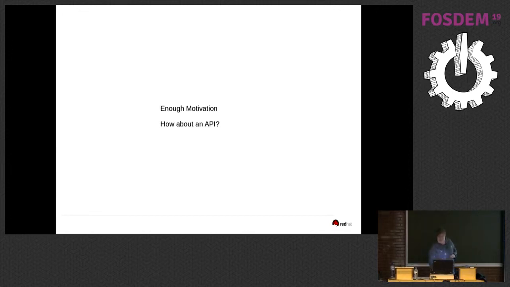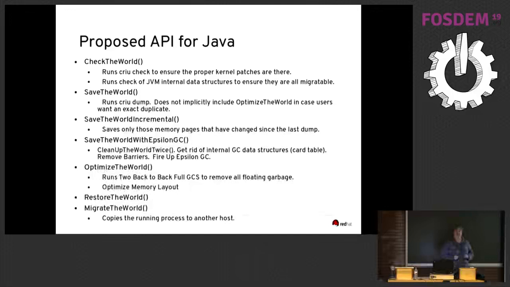Okay, so I have a proposed API for Java. And this is not set in stone. This is just from my head what I would like to see. So I'm open for people to come up and talk to me about where I'm wrong or what else we need that we don't have.